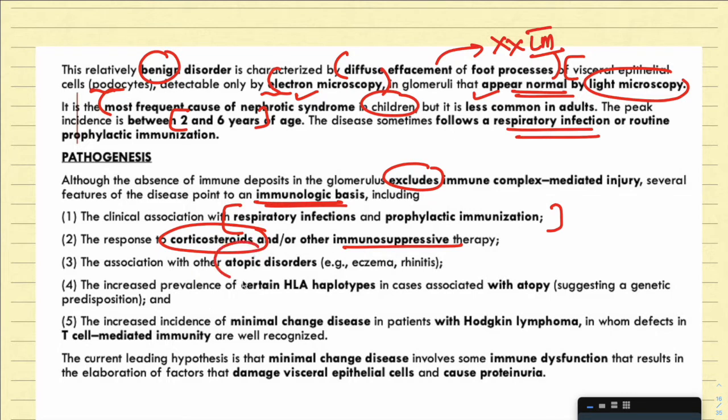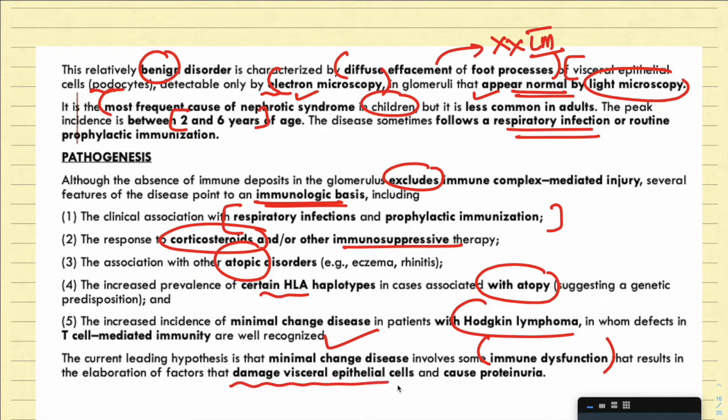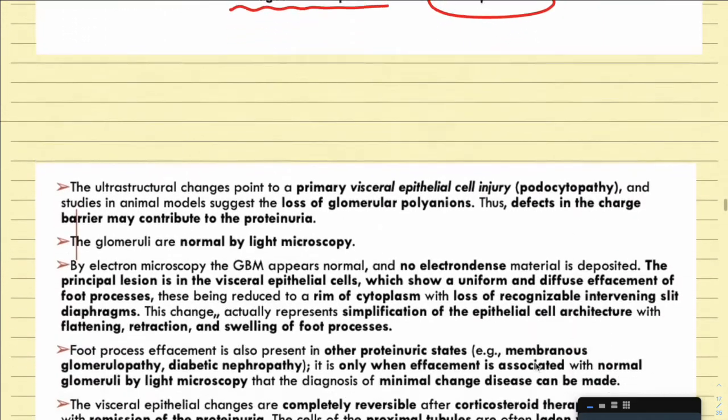There is an association with other allergic or atopic disorders like eczema and rhinitis in such patients. There is an increased prevalence of certain HLA haplotypes in cases associated with atopy. There is an increased incidence of MCD in patients with Hodgkin's lymphoma, in which there is a defect in T cell mediated immunity. So the current hypothesis is that minimal change disease involves some form of immune dysfunction that results in the elaboration of factors that damage the visceral epithelial cells, causing effacement of the foot processes, and ultimately leading to proteinuria. This is the basic hypothesis as of this point in time.